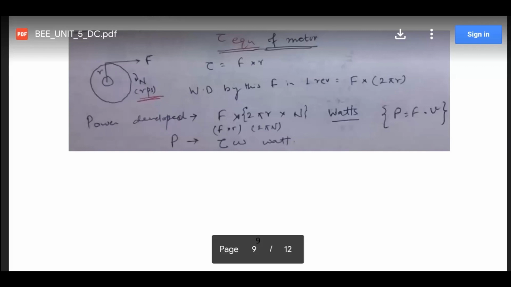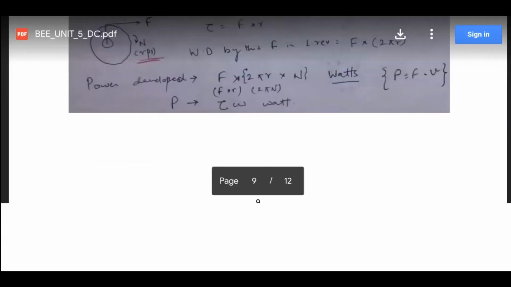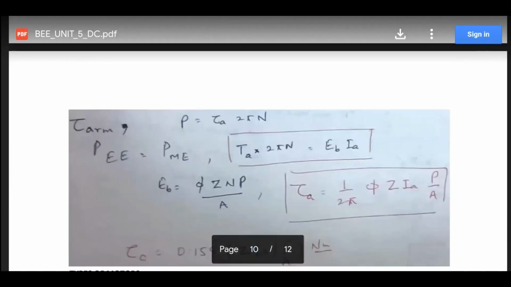This force into velocity is now segregated as F into R into 2 pi n. F into R is the torque and 2 pi n is the angular velocity. So power is equal to tau omega. That is known to us. I have not given the theory part of this description. You can interpret and write in your own words or refer to any book, literature or net.